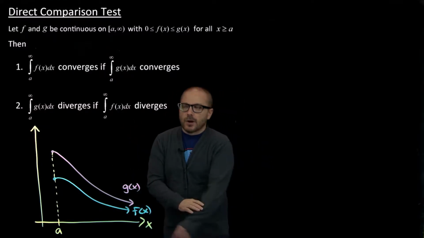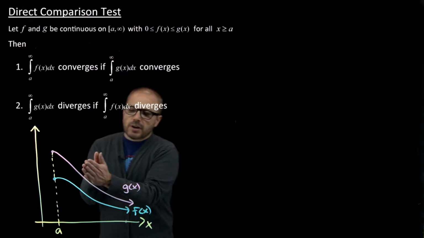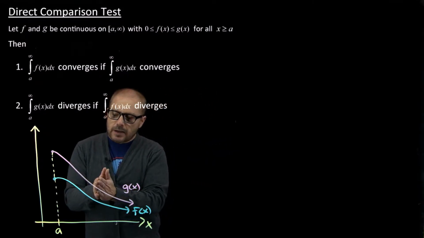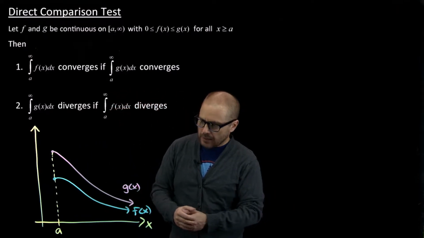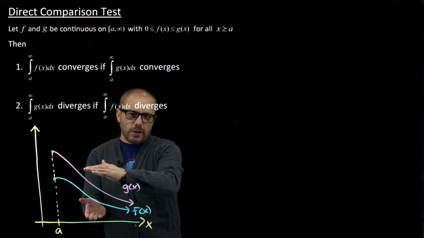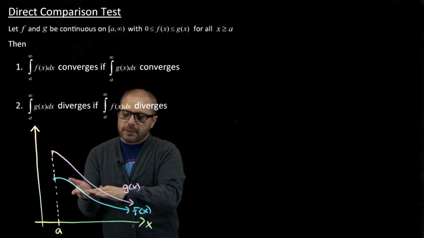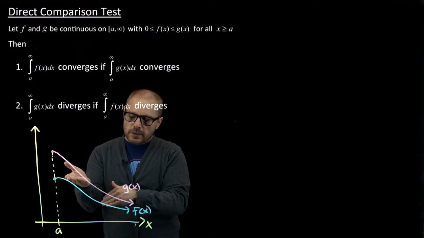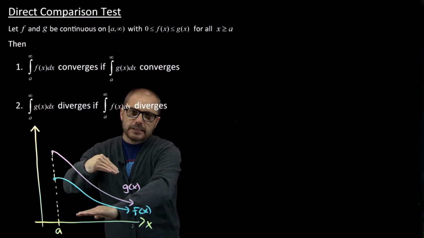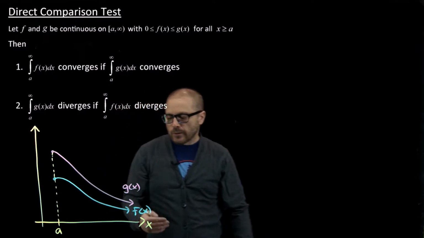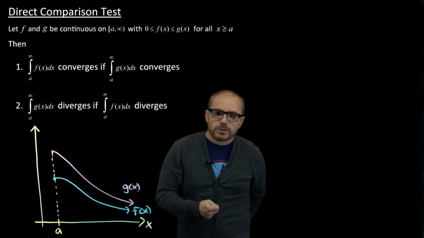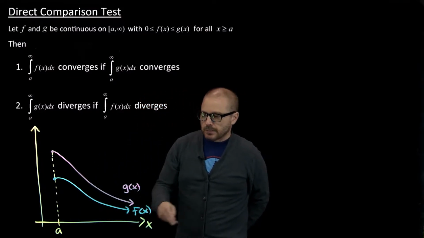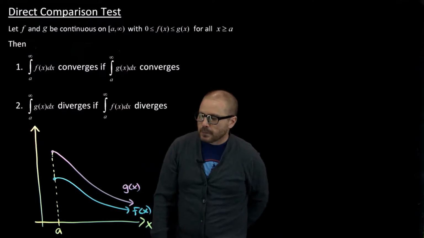This is what's called the direct comparison test. First of all, we want these functions to be continuous, starting at some point and then going to infinity. And there's sort of a sandwiching going on. It's not the sandwich theorem, but we want one function to be trapped between the x-axis and another function. So f of x needs to be greater than or equal to 0, but less than or equal to g of x, from some starting point to forever.